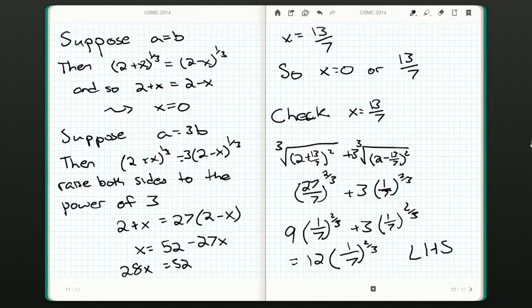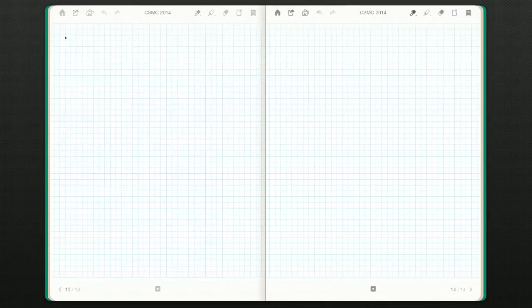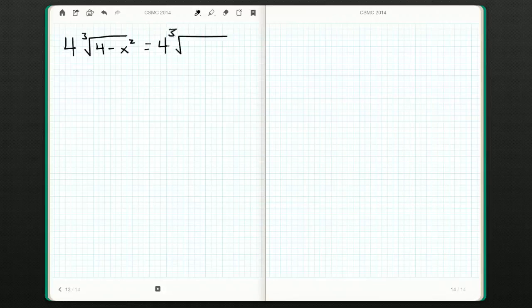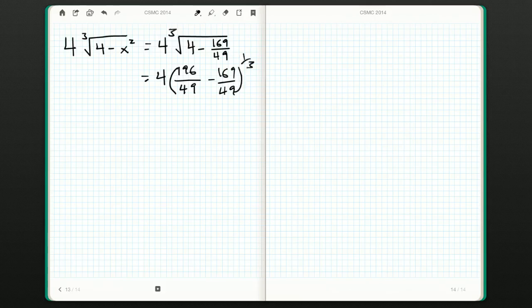What's the right-hand side supposed to be? Well, that's going to be 4 times the cube root of 4 minus x squared. So what is 13 divided by 7 squared? Well, that's going to be 4 minus 169 over 49. Okay. And then we can do 196 over 49 minus 169 over 49, to the 1/3.